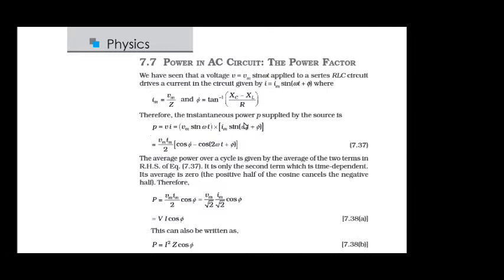Therefore, the instantaneous power supplied by the source is, we know, p = v into i, potential difference into current. So put the value of v from here and i from here. Upon simplifying, we get this value. This is written as equation 7.37.